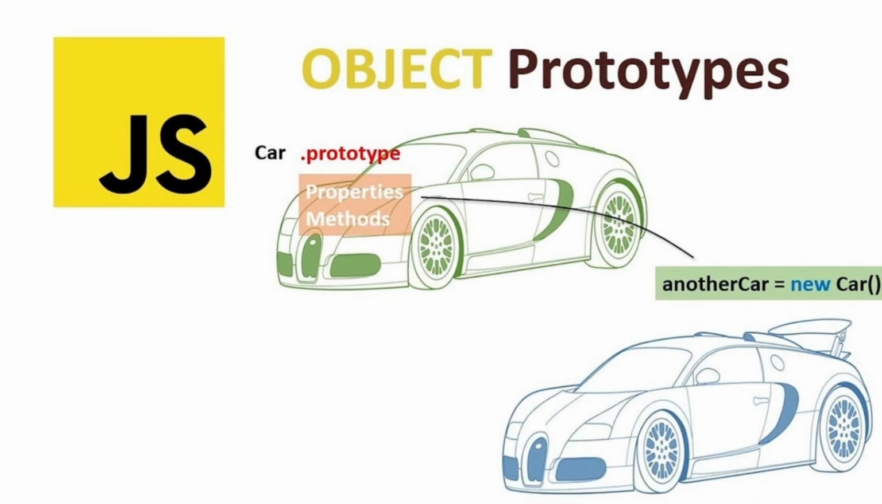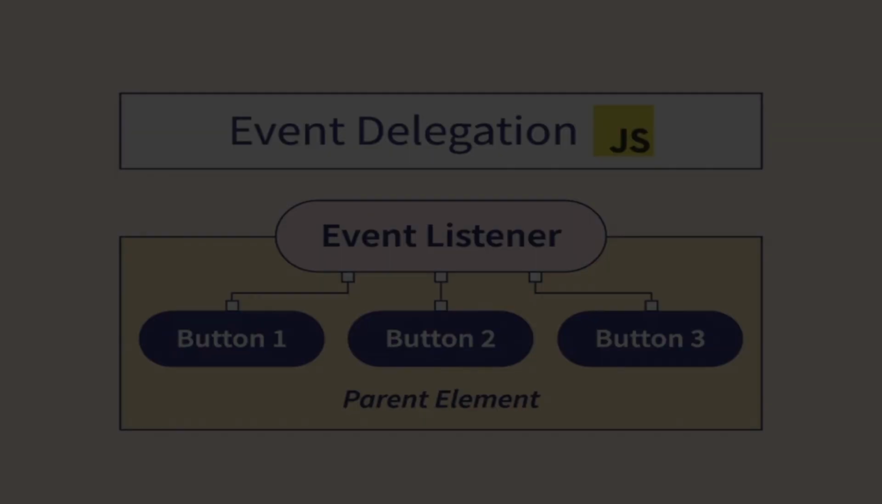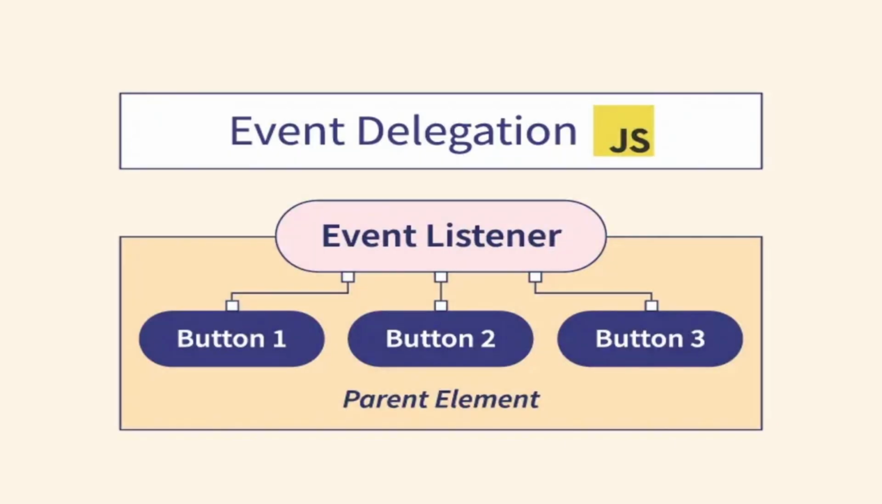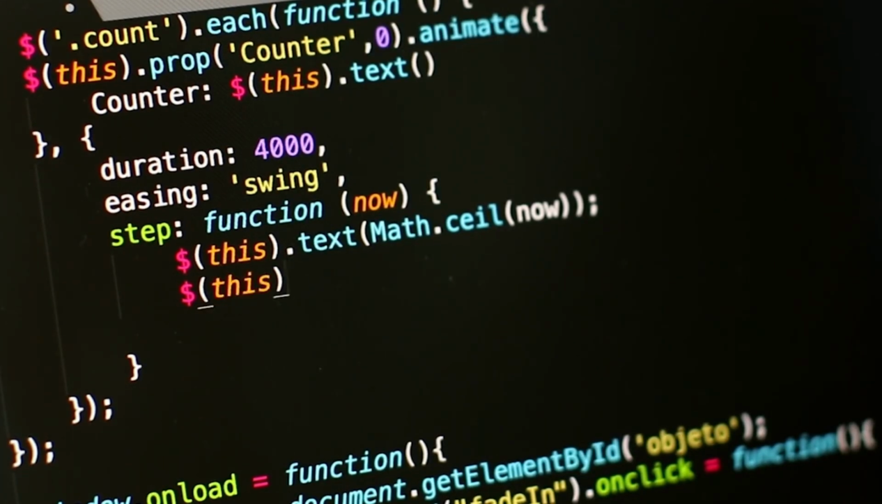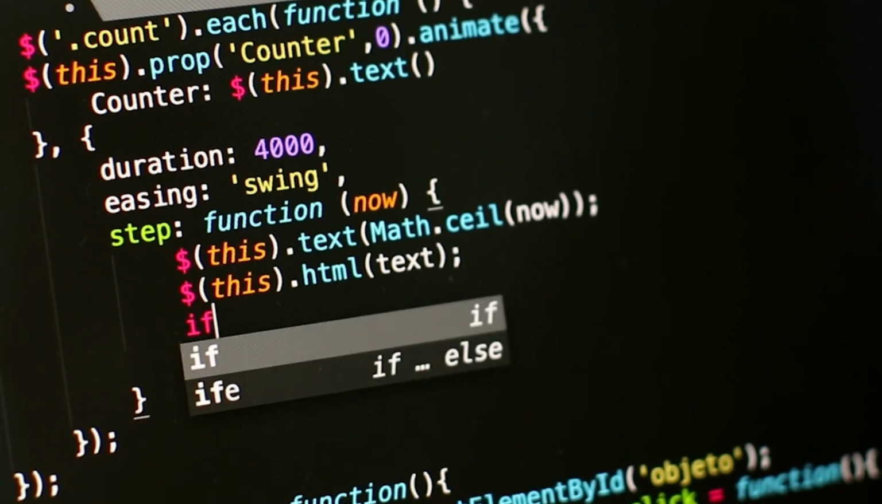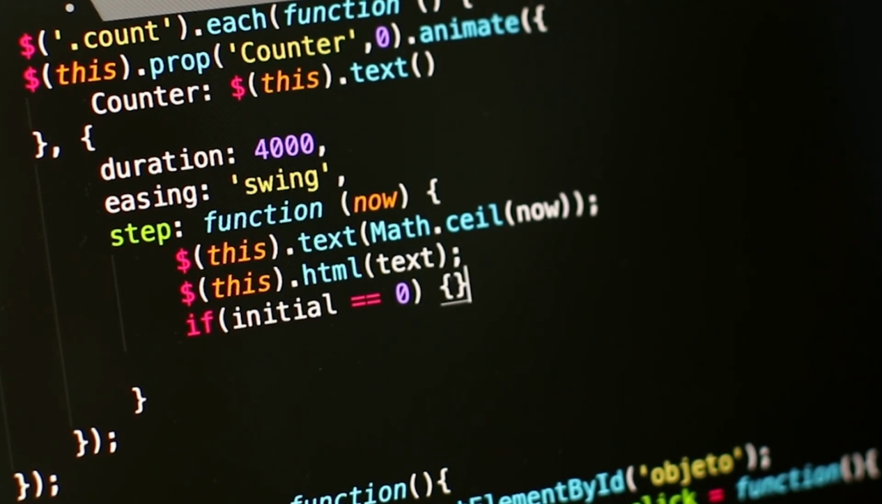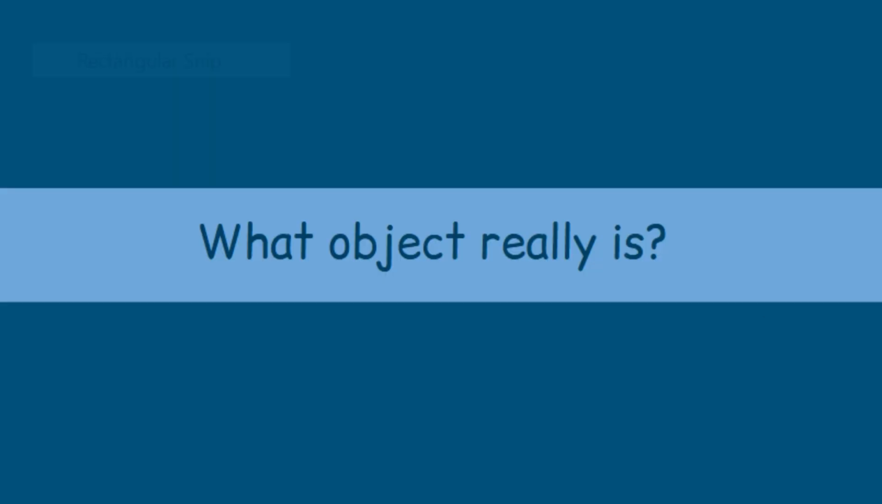There's something like prototypes, inheritance, delegation, very powerful, very confusing if you rush into it. But today, we're focusing on what you actually need to understand right now. If you want the advanced stuff later, cool. You can let me know in the comments or I'll link a good source in the description. For now, let's build a solid foundation without emotional damage. Let's find out what an object really is.